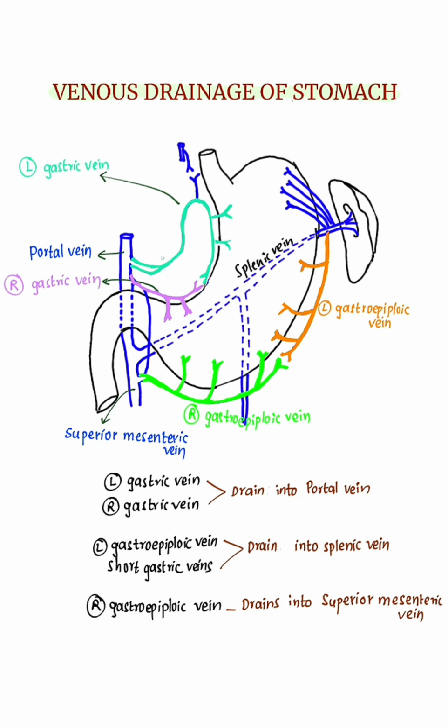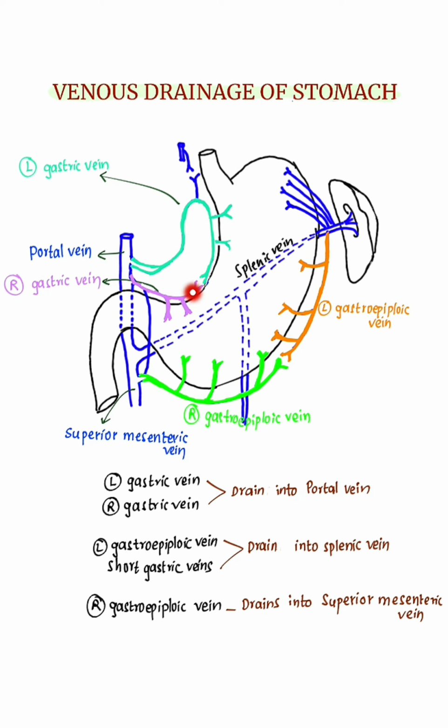Left gastric vein and right gastric vein drain into the portal vein. Left gastroepiploic vein and short gastric veins drain into the splenic vein. Right gastroepiploic vein drains into the superior mesenteric vein.